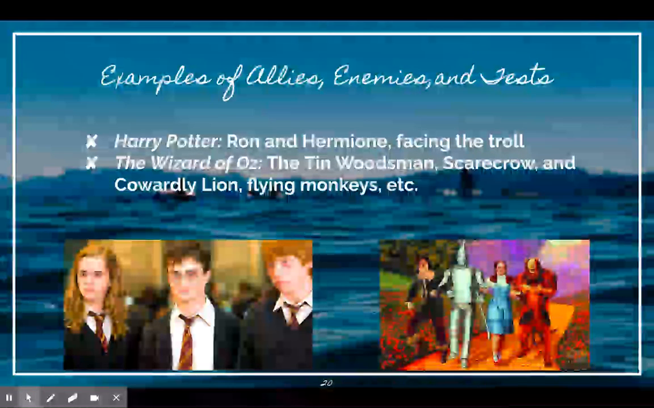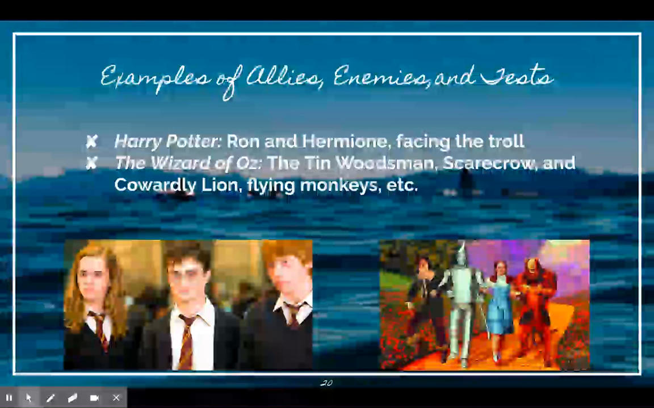So in Harry Potter, of course, you have Ron and Hermione as his allies. You have Draco as an enemy. Some tests, right? If you're looking at the first book or the first movie, they have that troll that they face.